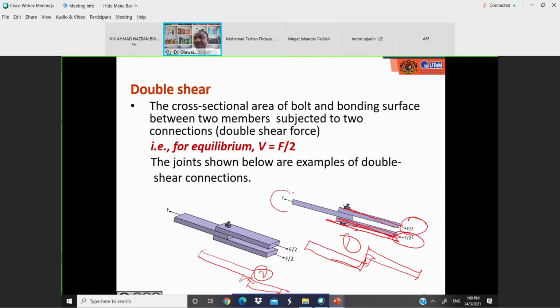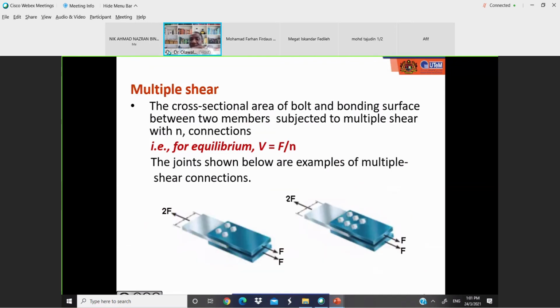So your F here will be, this is V1, and this one is V2. So your F here will be, half will go here, F over 2 will go to V1, F over 2 will go to V2. So your V will be F divided by 2. Then if you have multiple, you have so many, like this. If you have like this, then if you look at this now, here I'm having 2F, half is here and half is here. So here at the top, how many bolts do you have?